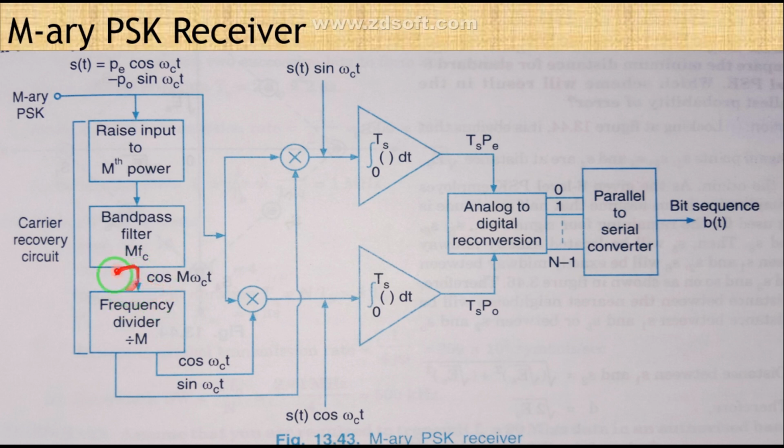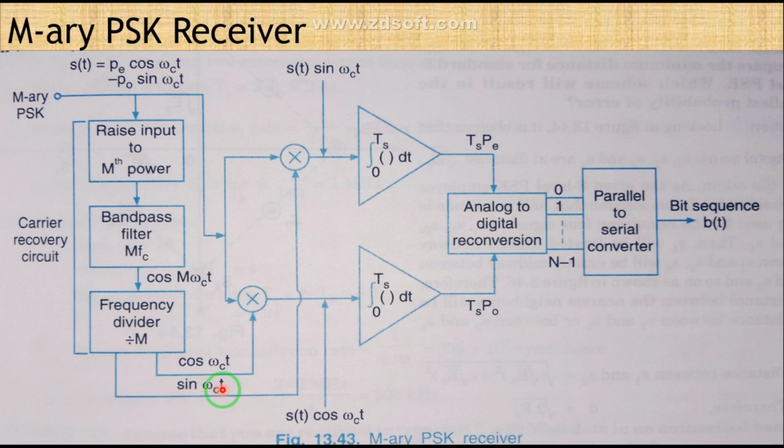Now this M fC is given to a frequency divider circuit. Since it is divided by M, what remains is fC. So the output of this block would be just fC. So two carriers are produced, you can see that is cos omega c t, and next it is sin omega c t. So these are the two recovered carriers.